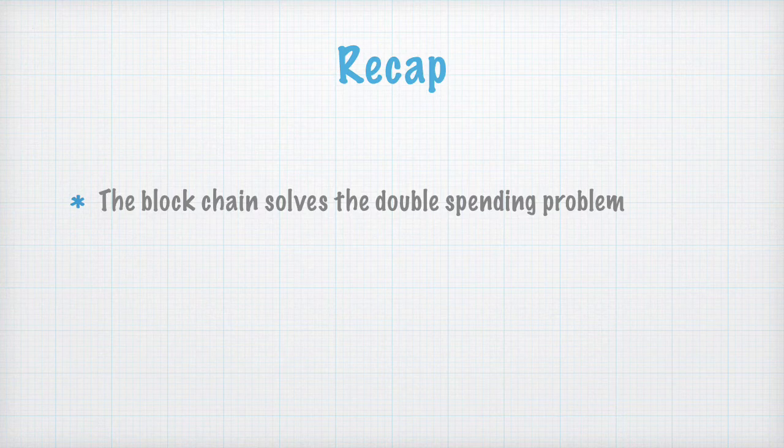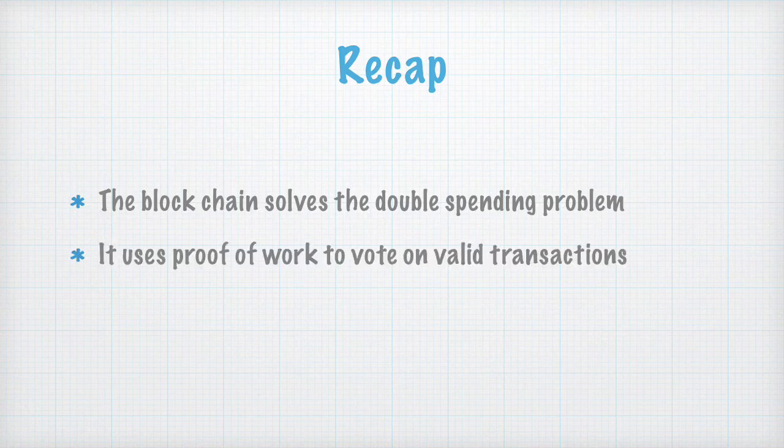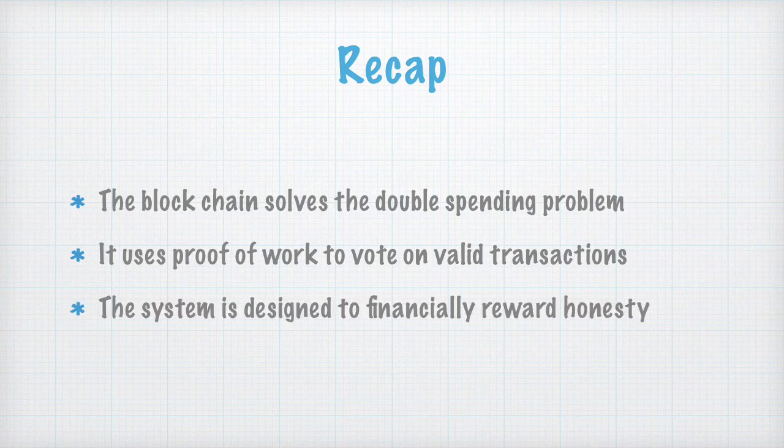Now let's do a recap of what I talked about. So the blockchain, the whole point of it is to solve the double spending problem, to make sure that people don't try to spend their money multiple times in transactions to different people. It works by using proof of work, where proof of work is used to vote on and validate transactions. And the whole system is designed to appeal to people's selfish nature by giving you a financial reward for staying honest and not trying to subvert the network.